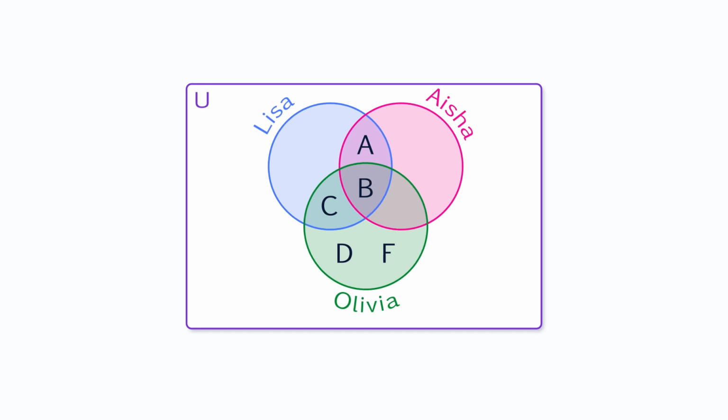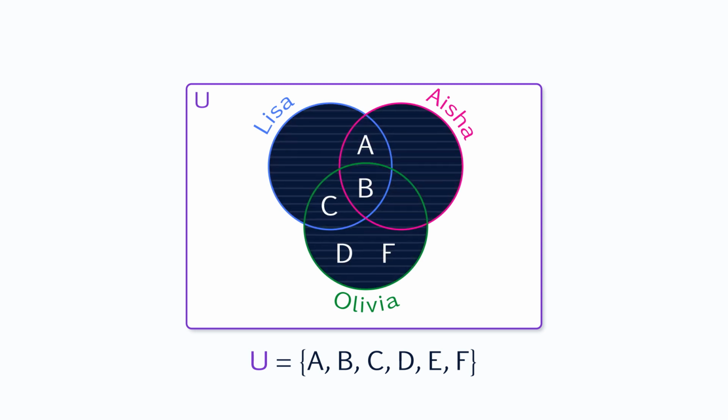You have to remember that Lisa's, Aisha's, and Olivia's sets are subsets of the universal set U. The universal set contains the elements A, B, C, D, E, and F. Do the subsets contain all the elements in U? Well, the union of the three subsets contains all the elements in the subsets.